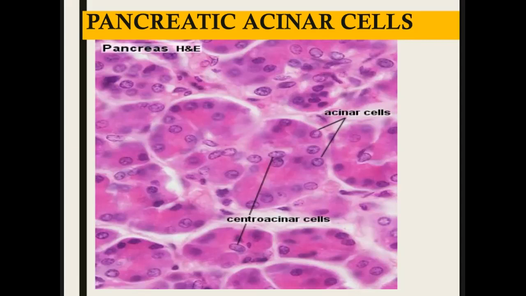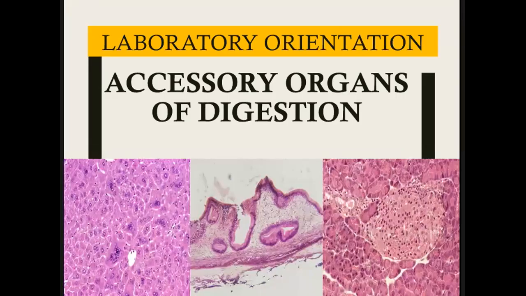The pancreatic or alkaline juice that is produced here by the acinar cells will directly drain into the duodenum in case of a fatty diet or alcohol ingestion. Okay, and that concludes the laboratory orientation of your accessory organs of digestion, which are your liver, your gallbladder, and your pancreas. Thank you for listening.